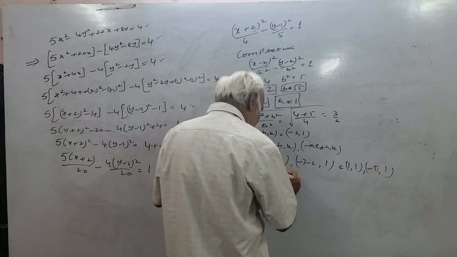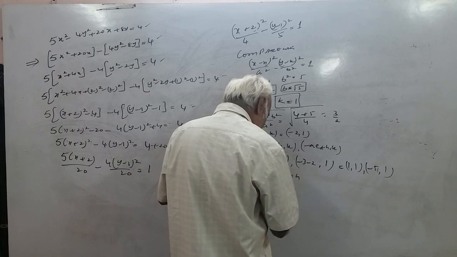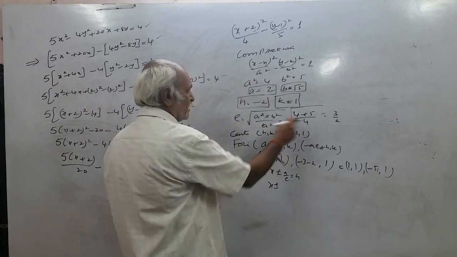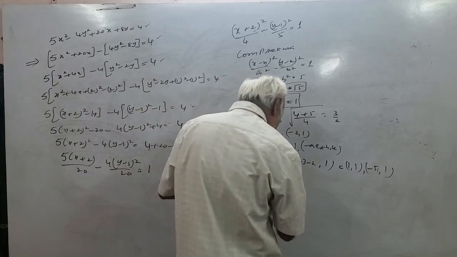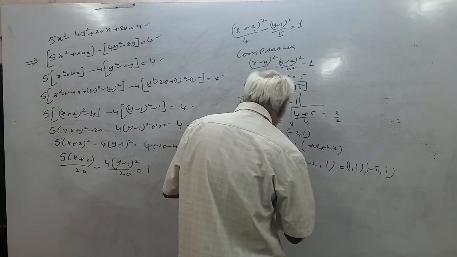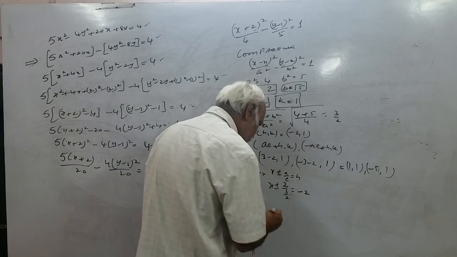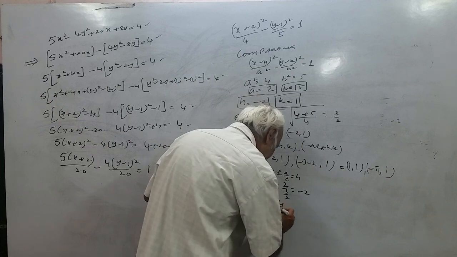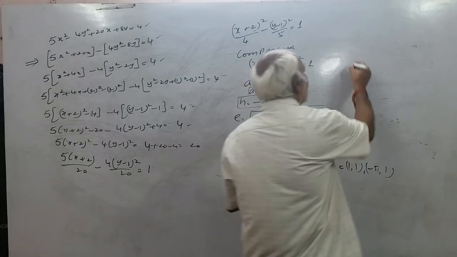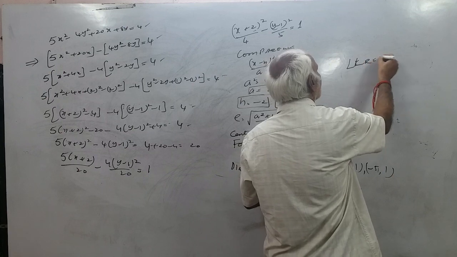x plus r minus a by e is equal to h. What is the a value? 2. 2 by 3 by 2 is equal to h, what is it, sir? Minus 2. So this becomes x plus r minus 4 by 3 is equal to minus 2. What is the length of latus rectum?